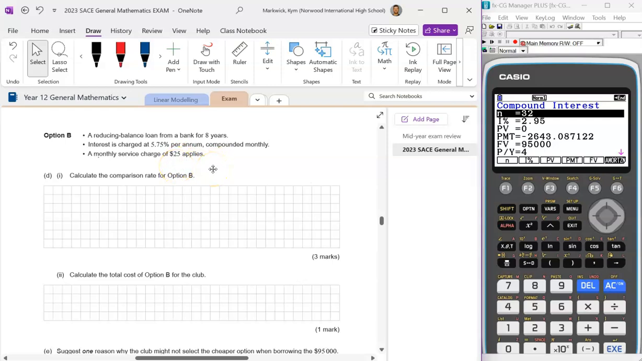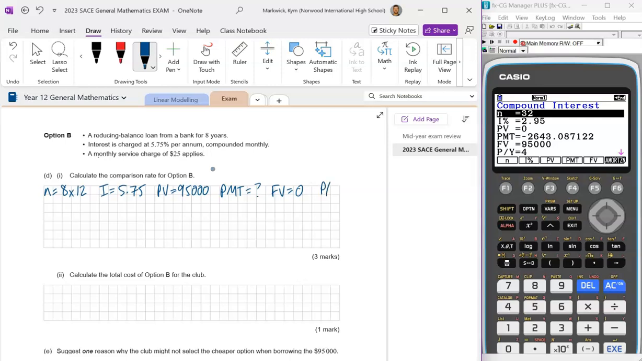So N is going to be equal to, for this case, 8 times 12, because it's 8 years every month. Interest rate for this loan is 5.75%. The present value, what they're starting with, is the positive $95,000. Remember, because it's an incoming, it's a positive $95,000. PMT is what we're actually being asked to work out to begin with. Future value, we want to get that down to 0, pay off the loan completely, with payments per year and compound periods per year, both in this case being 12, because it is compounded monthly. And with that monthly service charge, we want to work out how much they have to pay per month as well. Okay, so with all that, let's pop it in.